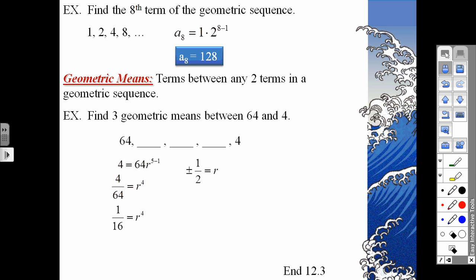Okay, so let's do the first one where it's a positive 1/2. You can fill this in. You get half of 64 is 32, half of 32 is 16, half of 16 is 8, half of 8 is 4. You know you got that right. Okay, but what if your common ratio was a negative 1/2 instead? Well, if that's the case, you're going to get a negative 32 here, positive 16, and then a negative 8. So in geometric sequences and series, your sign can go back and forth between positive and negative if your common ratio is a negative number. So just keep that in mind.